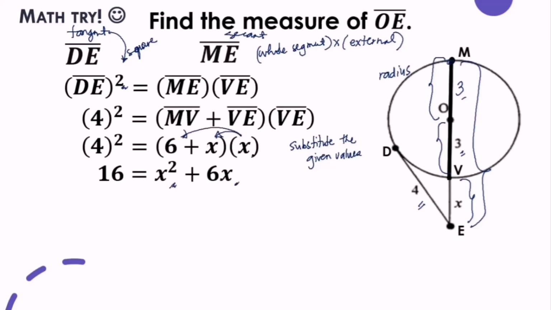And then, lahat ulit, ilipat sa isang side. Paano gagawin? Subtract 16 on both sides. O in short, you're going to transfer 16 on the other side.